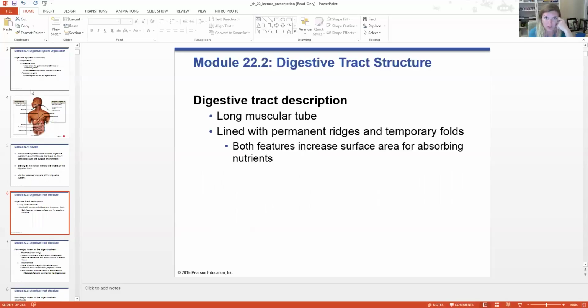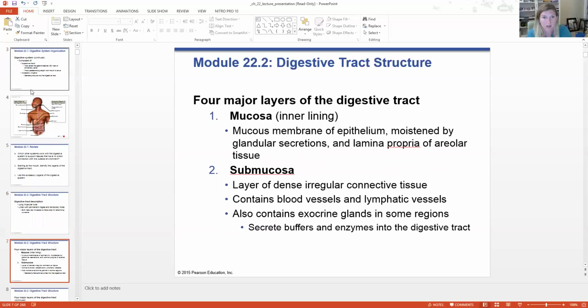It is a long muscular tube, and it is lined with ridges and folds. Those ridges and folds help increase the surface area. They allow for the expansion of that tube when food is present. There are four major layers. Think of our blood vessels. We had the tunica intima, media, externa, right? These three layers. You're going to see something similar here in the digestive tract, except we have four layers.